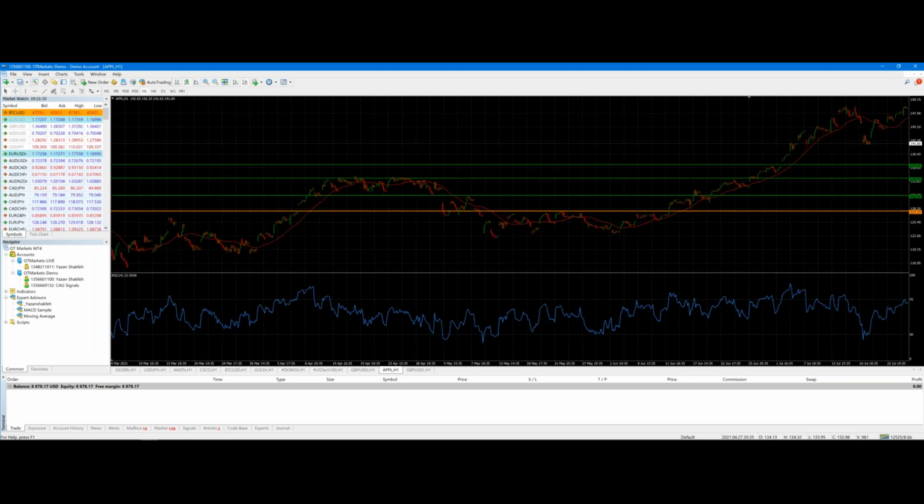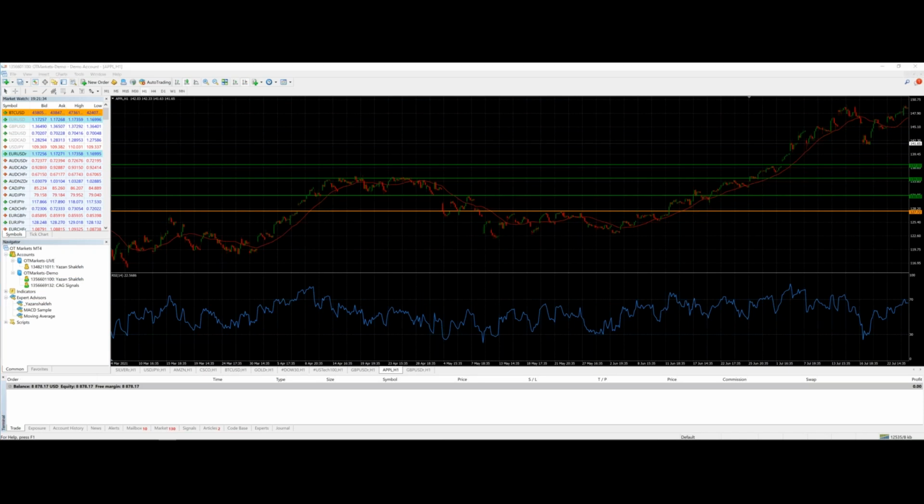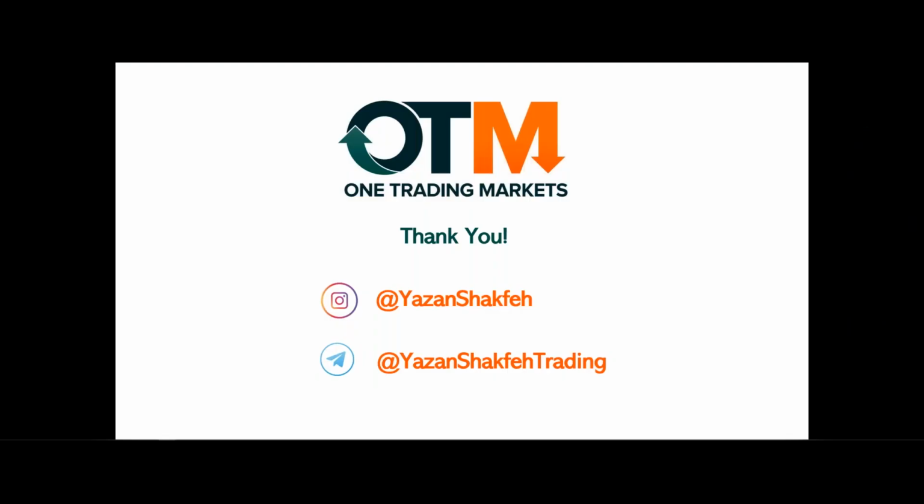So basically, these indicators are used to support your trading and to give you a hint on when to enter the market based on these actions that are happening on the price. This is my explanation for today.